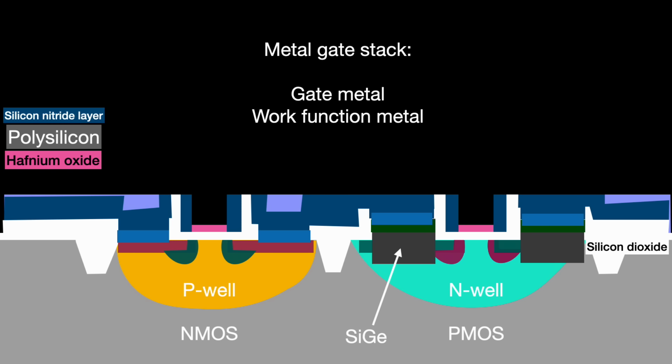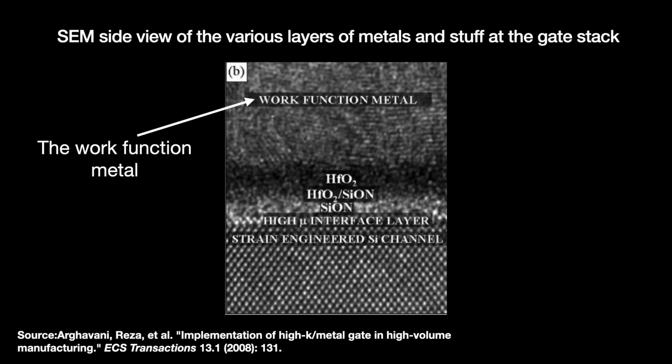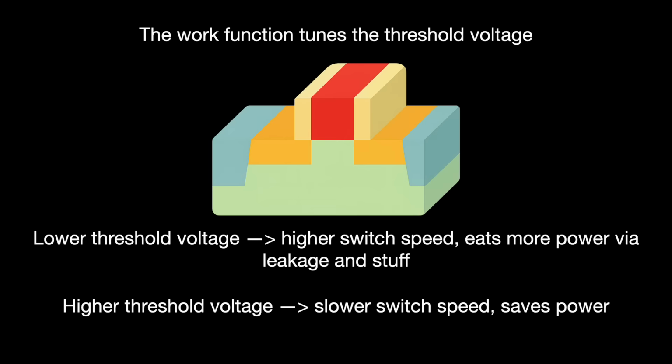The choice of work function metal helps fine-tune the PMOS and NMOS transistors' threshold voltage, meaning the minimum gate voltage that activates the transistor. A lower threshold voltage helps it switch faster, but eats more power via leakage. A higher threshold voltage means slower switch speed but saves power. So designers tune the threshold voltage to balance speed against performance. You can guess what Intel wanted in those days.